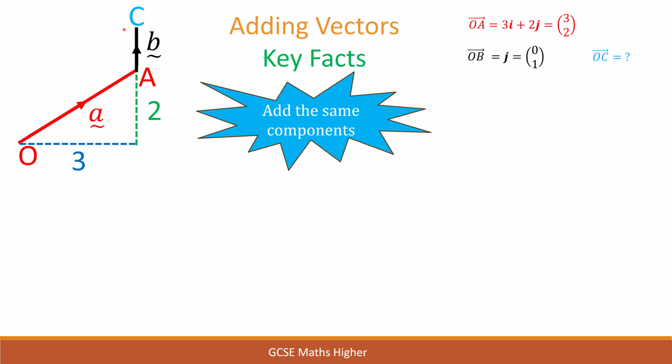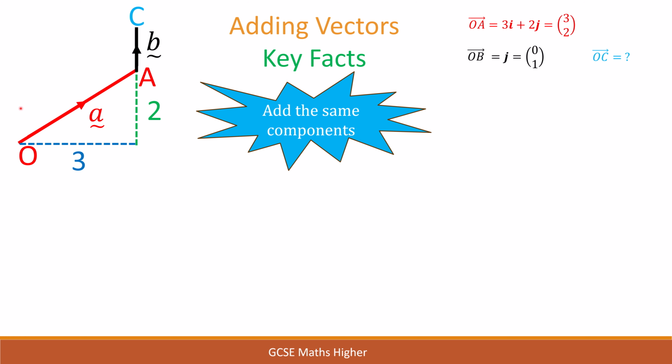So from O to C, if I go along from O to A, and then I add on B, that takes me to the point C. Now remember I said O to B is this point here, from here upwards by 1 unit, but vectors which are parallel to each other, they can just shift over.